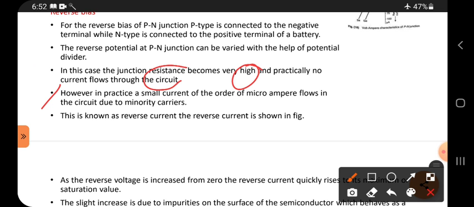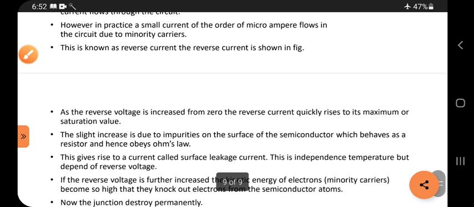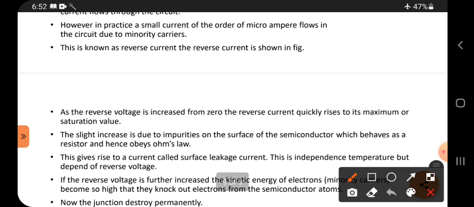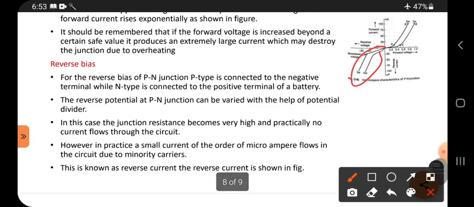However, in practice, in real life, a small current of the order of microamperes flows in the circuit due to minority charge carriers. Minority charge carriers means in p-type, electrons are minority charge carriers, and in n-type, holes are minority charge carriers. Because of this, a very small current flows, in terms of microamperes. This is known as reverse current. The reverse current is shown in the diagram. So these are the reverse currents.